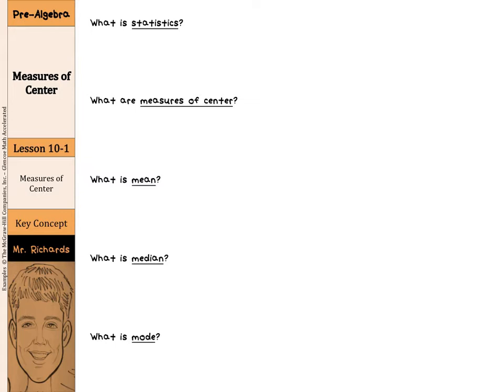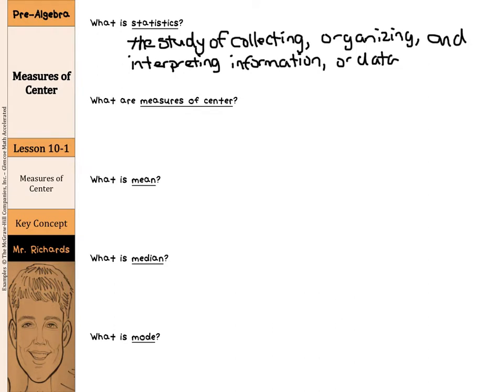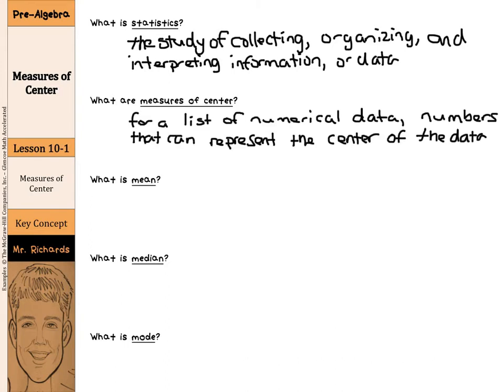We're going to start off by going over some vocabulary, such as what is statistics? Well, statistics is the study of collecting, organizing, and interpreting information or data. Next, we have measures of center. For a list of numerical data, numbers that can represent the center of the data are measures of center.